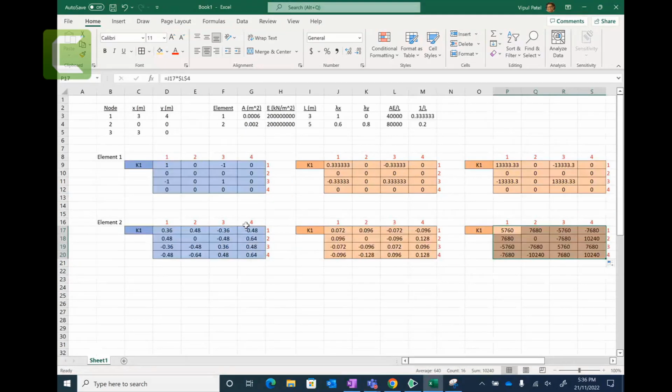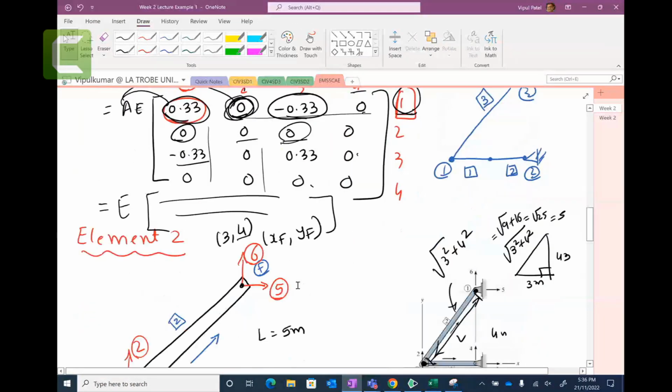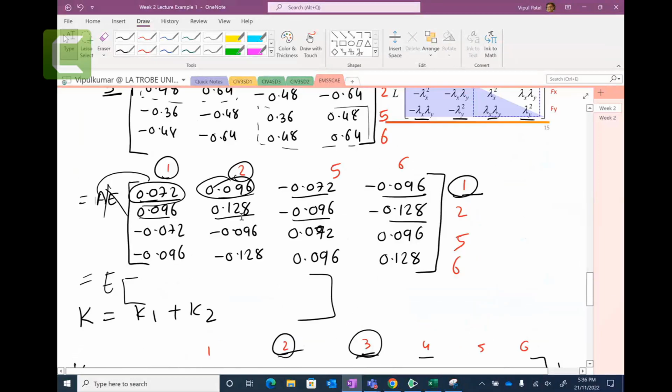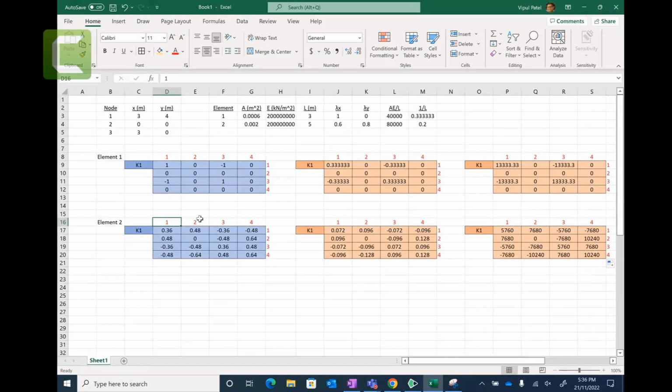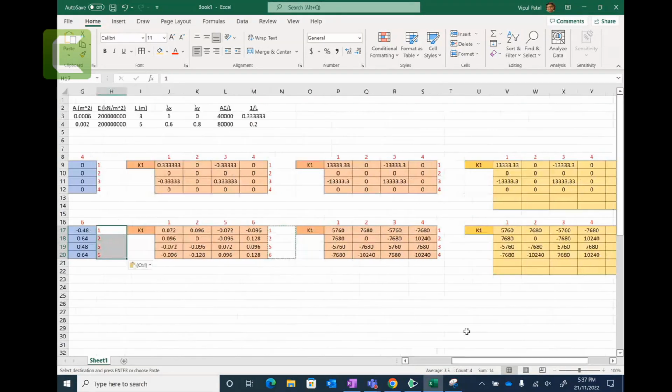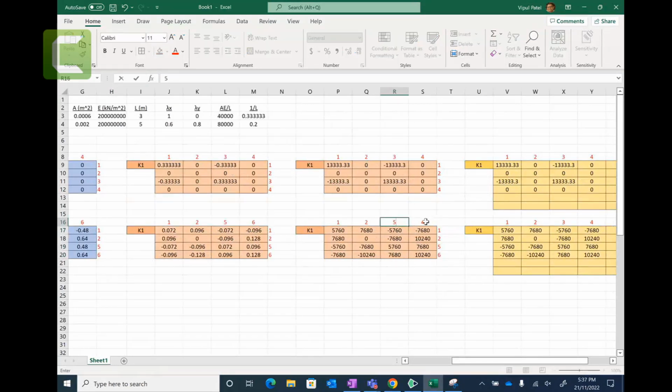And here, I think we have another set of degrees of freedom, which is 1, 2, 5, 6, I believe. Here 1, 2, 5, 6. So in here you need to make it 1, 2, 5, 6. And let me copy this. Control V. Control V. And 1, 2, 5, 6.